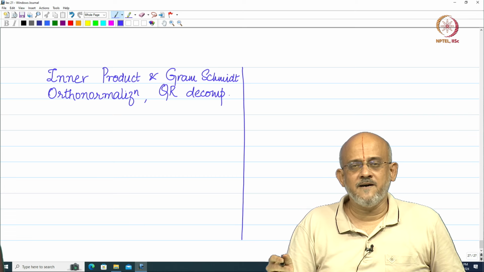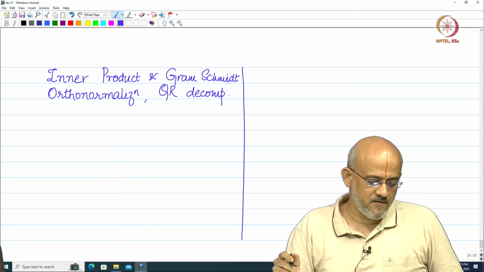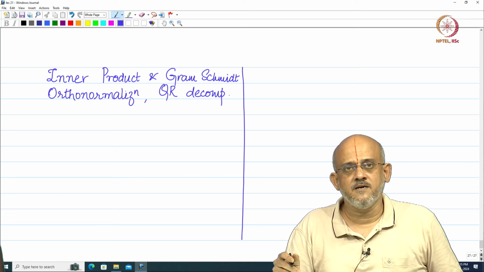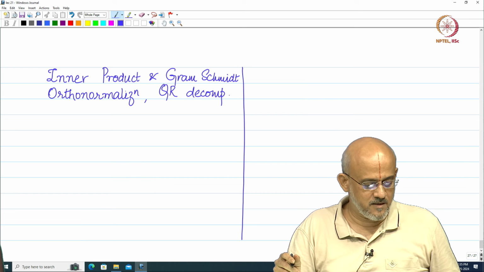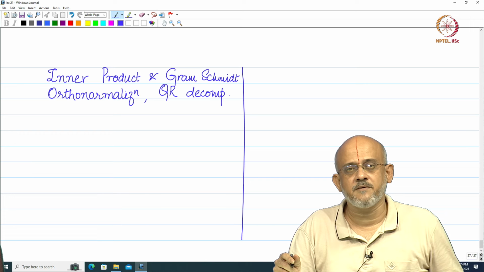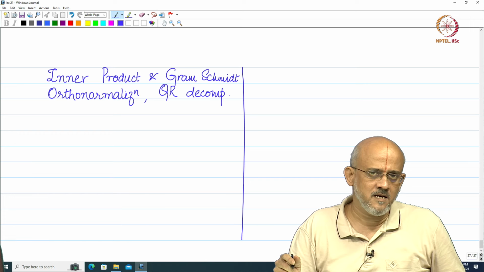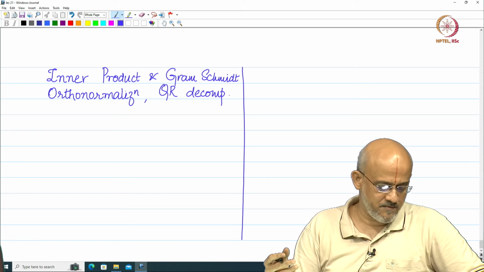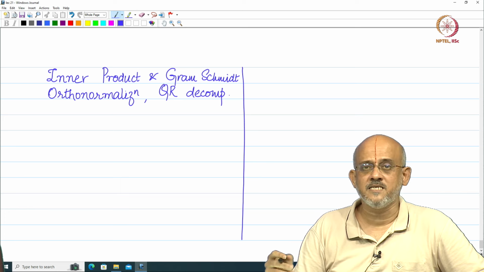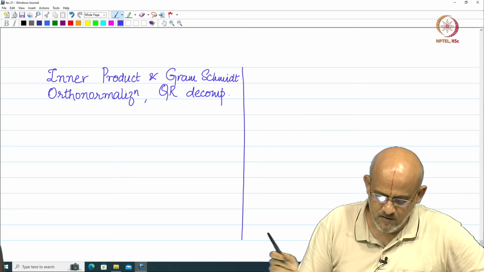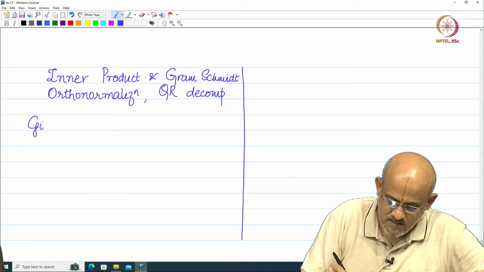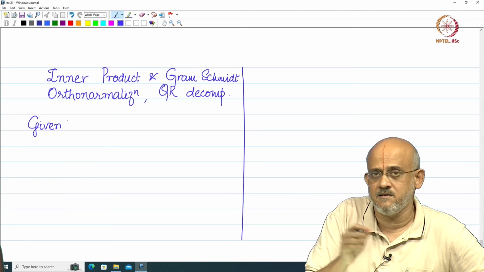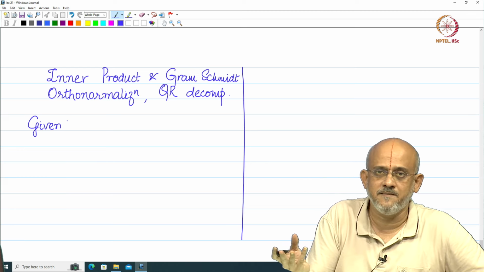Now, we already have seen the notion of inner product from a different perspective, where we looked at the dot product. We know the definition of the dot product of two vectors. So what we can say is that inner product is basically a generalization of dot product. So given two vectors, the only thing is the two vectors must have the same number of components.